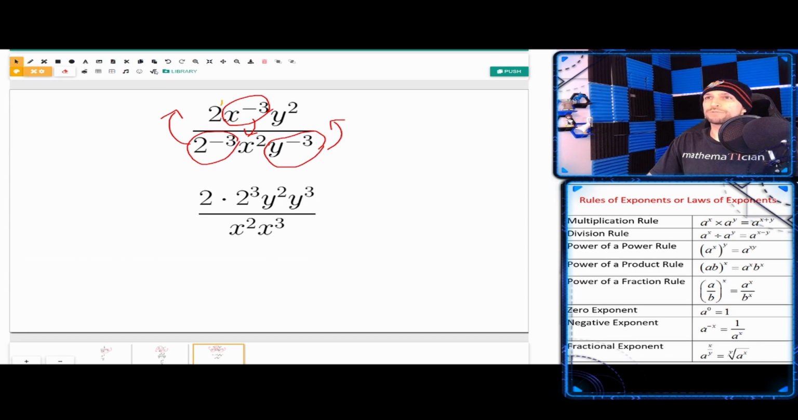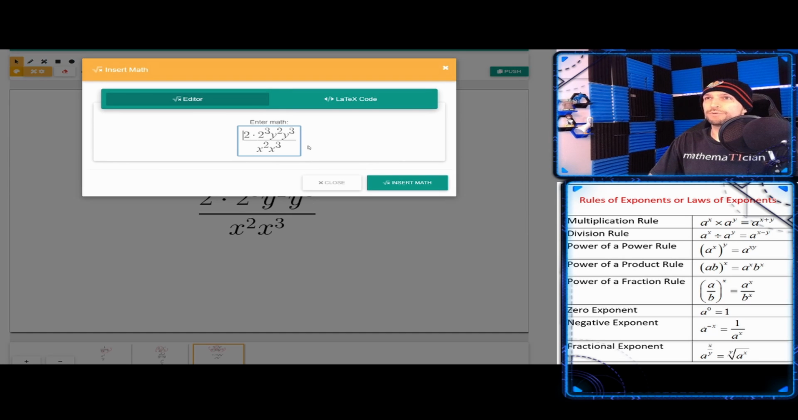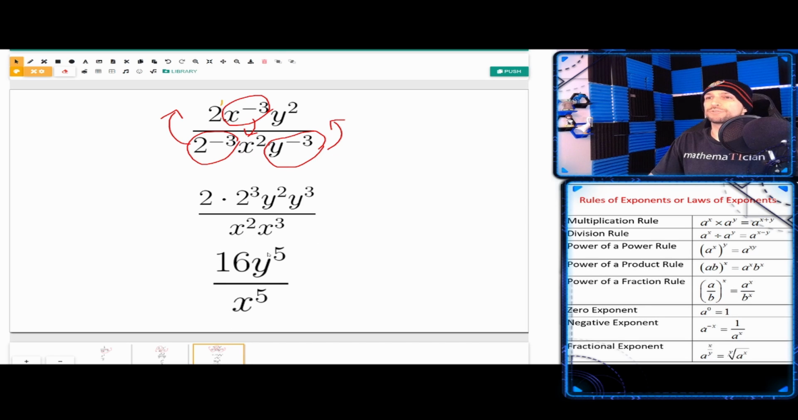Alright, I'm just going to use my product rule to simplify. 2 times 2 to the third, or 2 to the first times 2 to the third, will be 2 to the 1 plus 3, or 2 to the fourth, which we can simplify as 2, 4, 8, 16. y to the 2 times y to the 3 is going to be y to the 2 plus 3, or y to the fifth. x to the 2 times x to the 3 is going to be x to the 2 plus 3, or x to the fifth. And we've simplified our solution.